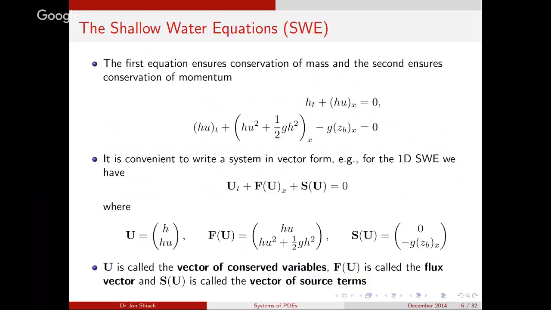I have what we call a flux vector, which is these two. So what I'm differentiating with respect to x are my fluxes. And I've also got a vector of source terms. And as I mentioned, we're going to assume that's 0.